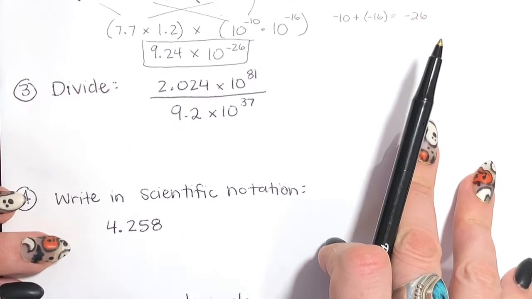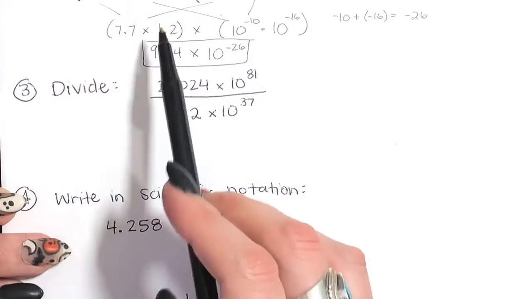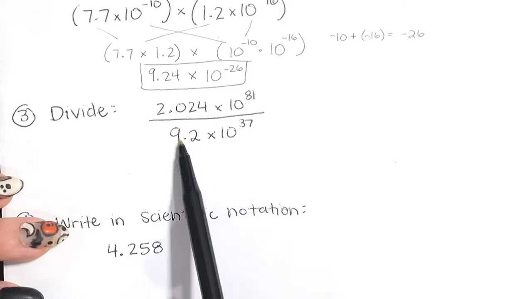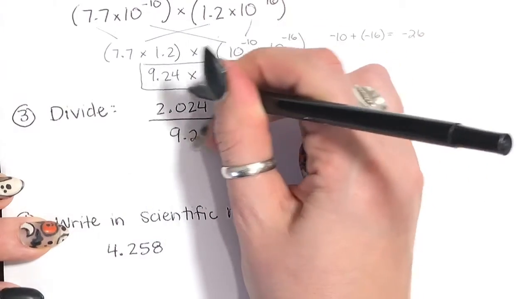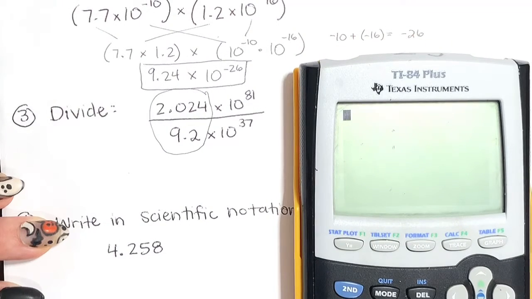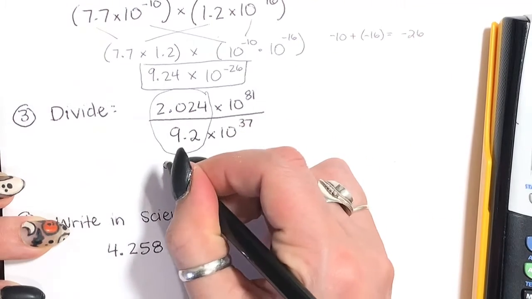Okay, let's look at a division one. Just like with the multiplying, how we multiplied the first two numbers together, we're going to divide these first two numbers. So if I do 2.024 divided by 9.2, I get 0.22.